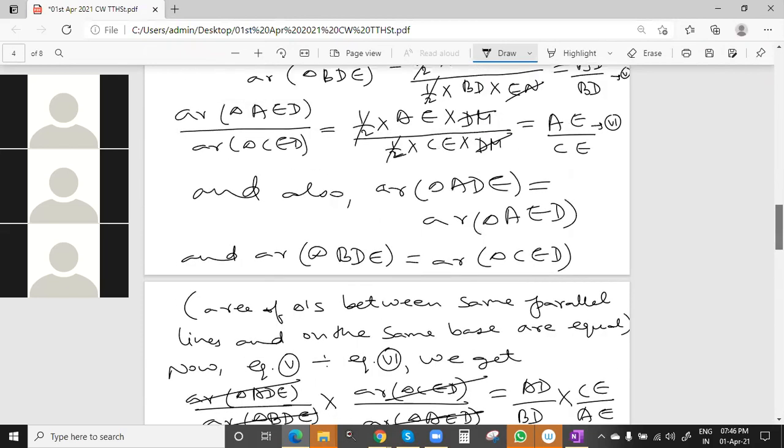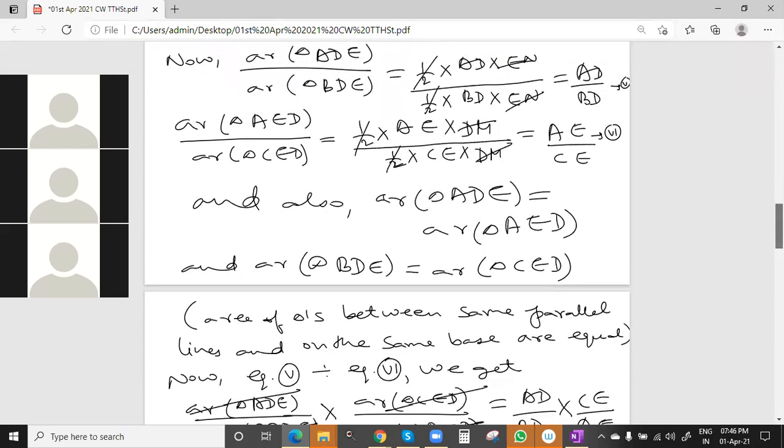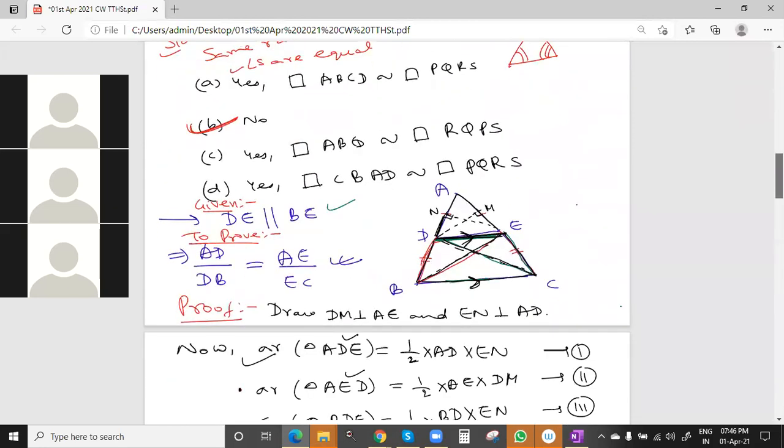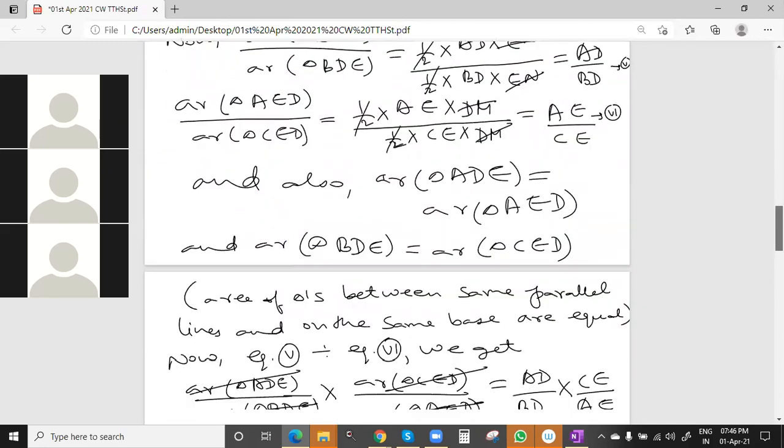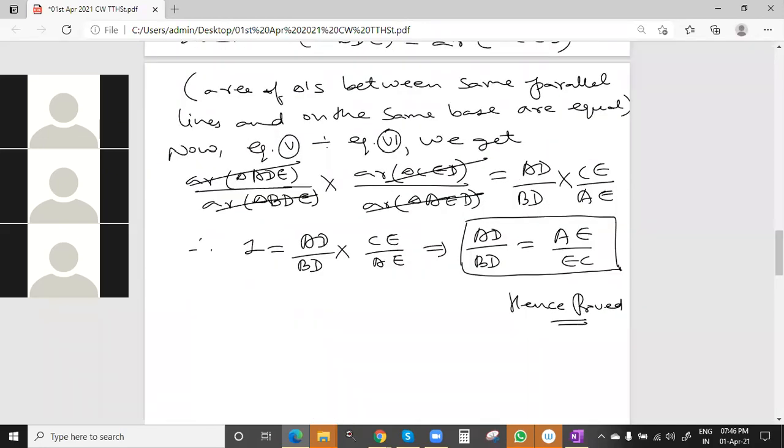So basically the area of triangle ADE and triangle AED are the same, and also the areas of triangle BDE and CED are the same. So both are the same. If you take the ratio, the left side will be 1, and the right side will be AD by BD into C by A. This will go to the right from the left-hand side. AD by BD will be equal to A by C. Fine.